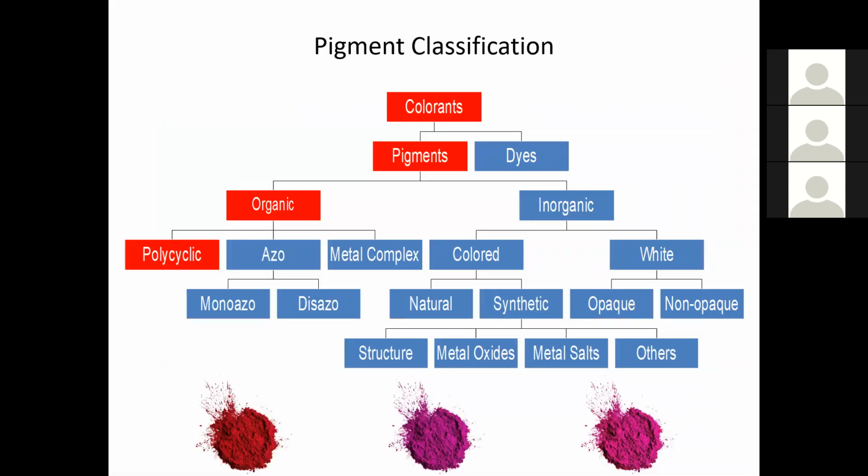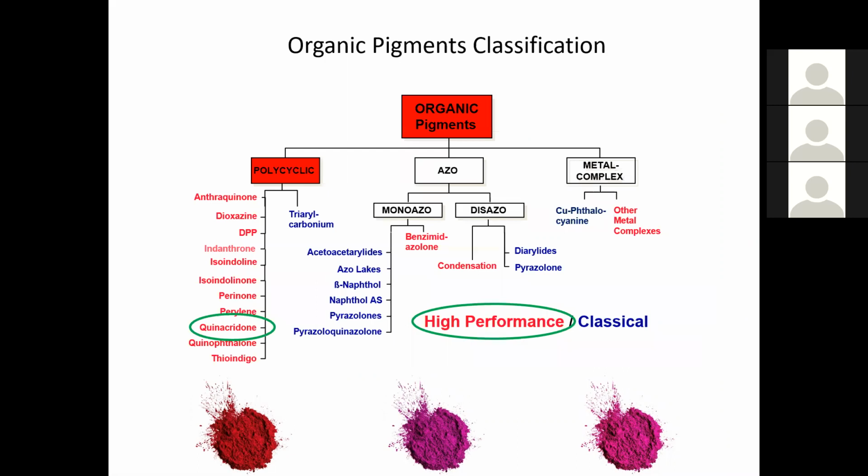The quinacridones fall in the polycyclic class of organic pigments. So you can follow the trail of these, and then more specifically, you can see where the quinacridone lies with regards to the polycyclic organic pigments, and they are also considered a high performance pigment.